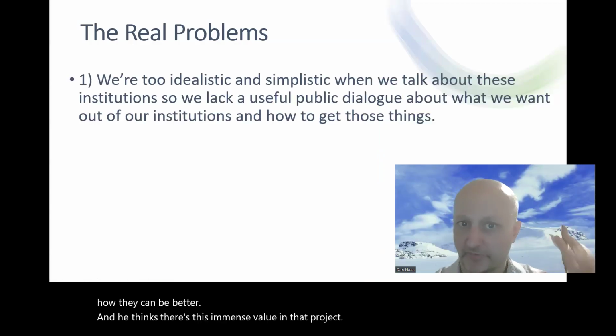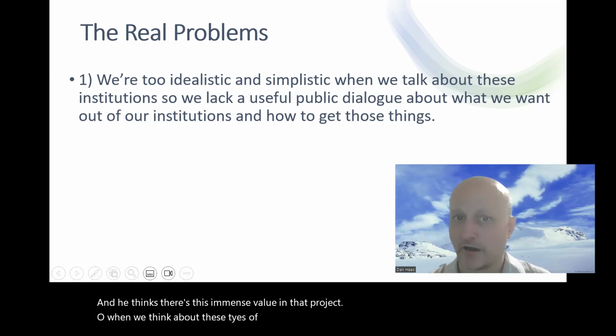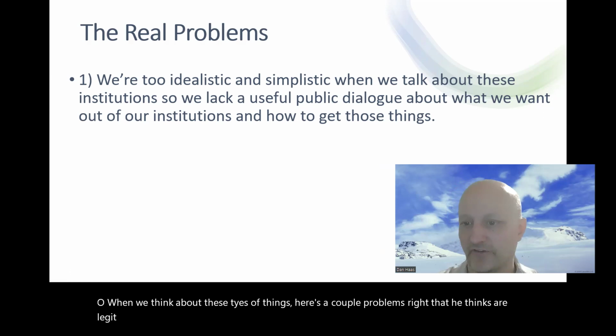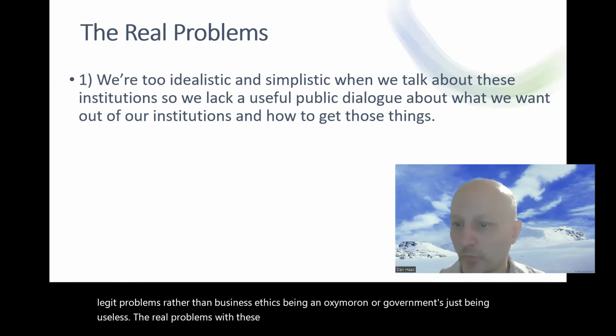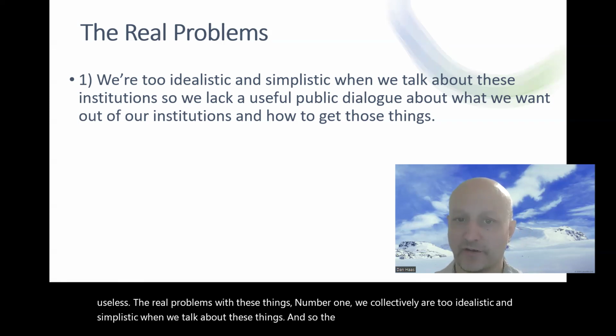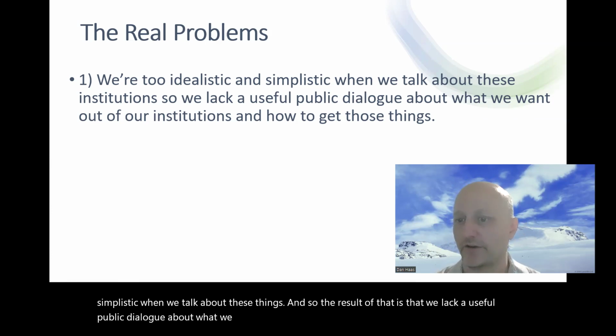So when we think about these types of things, here are a couple of problems that he thinks are legit problems, rather than business ethics being an oxymoron or governments just being useless. The real problems, number one: we collectively are too idealistic and simplistic when we talk about these things. The result is that we lack a useful public dialogue about what we want out of our institutions and how to get them.